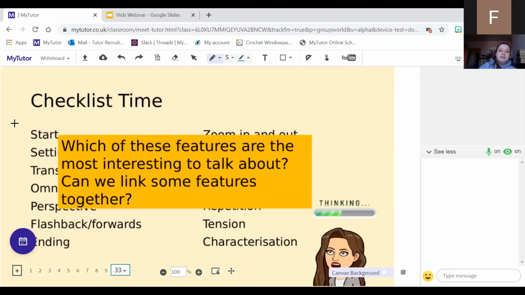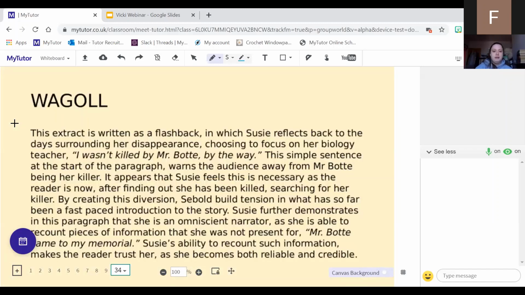Right, so in terms of which features are the most interesting to talk about, and can we link some of those together? So definitely we could link the focuses together. I think if you have got an omniscient narrator, I would definitely talk about it, and you could roll perspective into that one as well. And probably roll characterisation into it as well, because they're probably telling you something about themselves, and potentially perhaps talking about tension or flashbacks there as well. They're the most interesting ones.